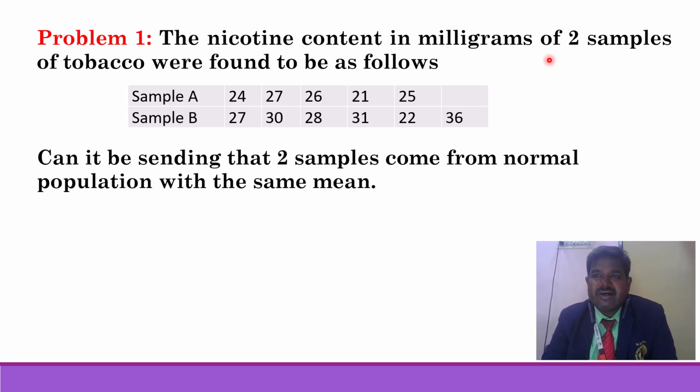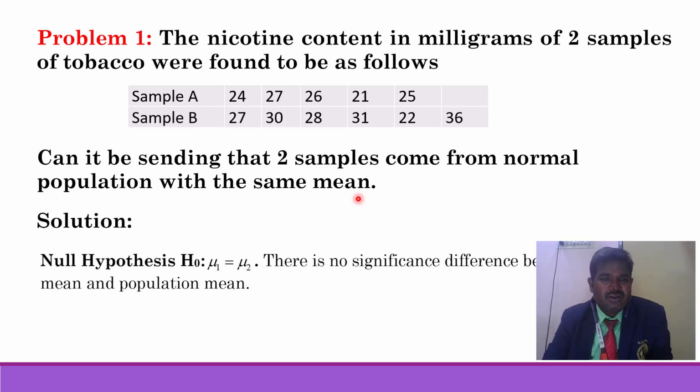The nicotine content in milligrams of two samples of tobacco were found to be as follows. Sample A observations are 24, 27, 26, 21, 25. Second sample, sample B: 27, 30, 28, 31, 22, 36. Can it be said that the two samples come from normal populations with the same mean? Now we are talking about the mean of the two samples, so we can use the two sample mean test.